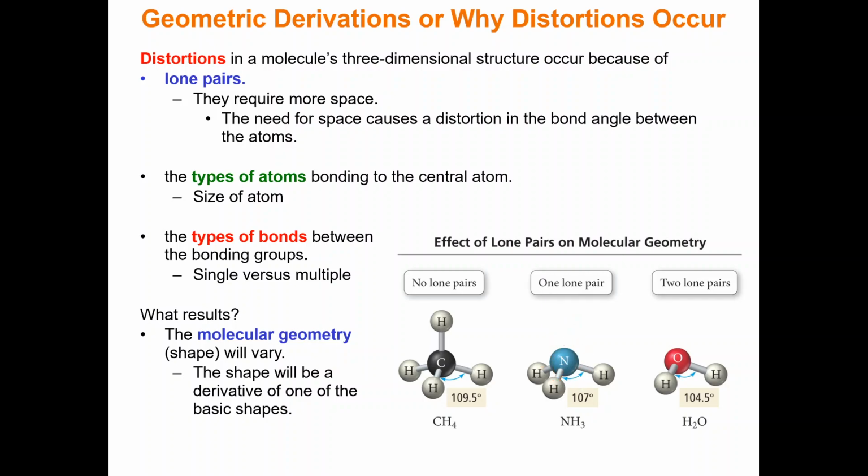And then lastly, in the case of water, and water is a really good way to remember this, you have 2 lone pairs. So you have a double dose of distortion. Notice how much smaller this angle is, 104.5.